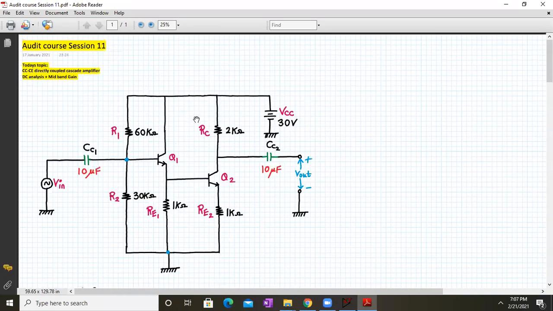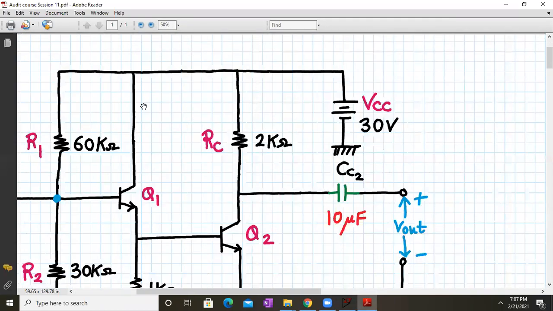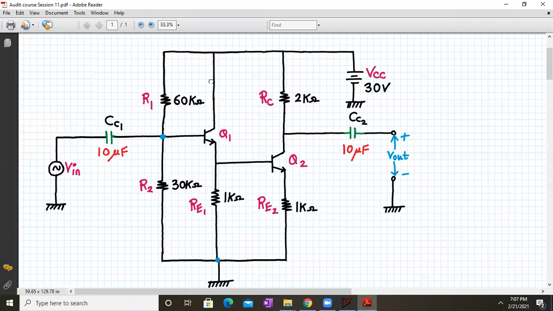So we have completed this common collector, common emitter, directly coupled amplifier, and we have performed its DC analysis, and we have also checked its mid-band gain. So that's it for today.